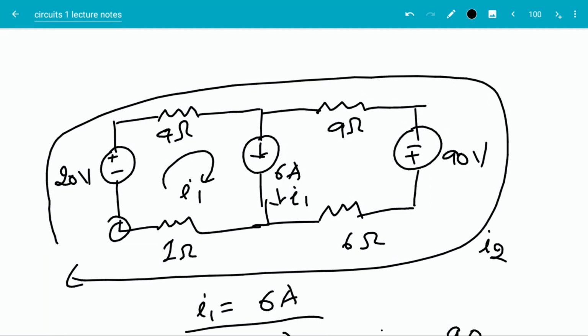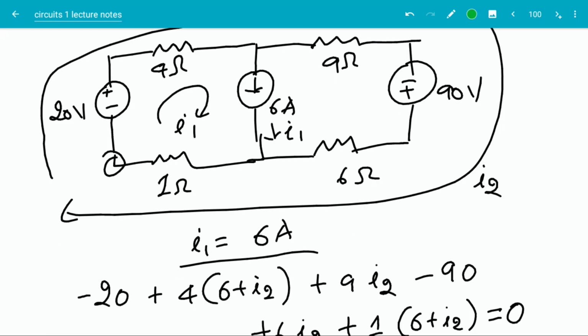So now I'm going to use the knowledge that I1 is 6 amps and write the KVL equation around the outer loop. As usual, I will start at the left corner and then go in clockwise direction. First, I have a voltage increase of minus 20. The branch current from left to right through the 4 ohm resistor is I1 plus I2. So the voltage drop would be 4 times 6 plus I2. Branch current through 9 ohm is I2. So the voltage drop is 9 times I2.